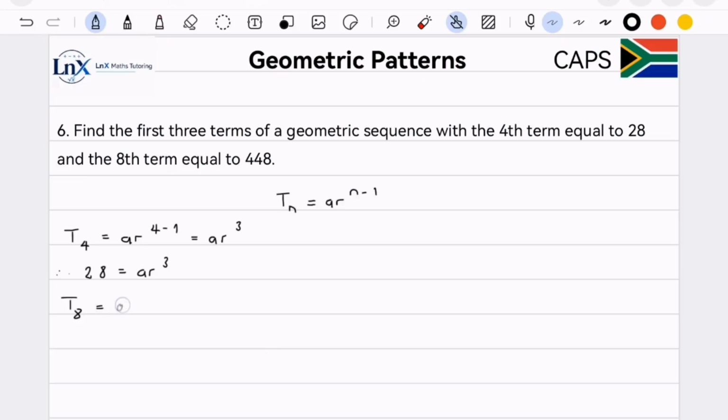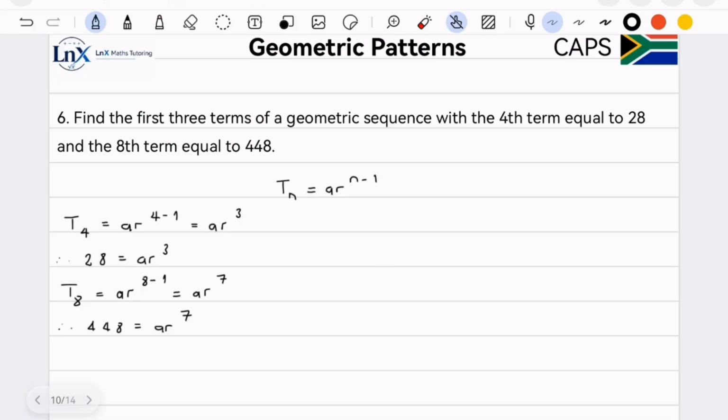and this will be AR^(8 minus 1). So we're going to have AR to the power of 7, right? And we know that our 8th term equals 448. So we have 448 equals AR^7, right? So we have 2 unknowns and 2 equations. And what do we do when we have that? We solve simultaneously, right? Right, so let's go.